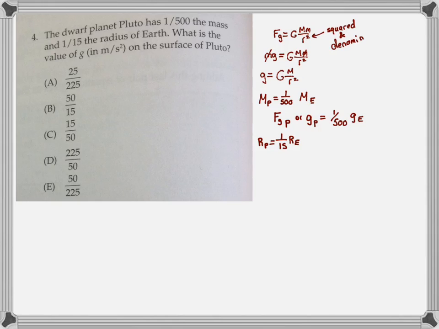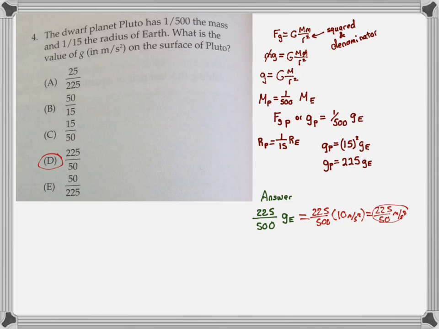And since the radius is in the denominator and it's being squared, the way it would affect the little g, the gravity, is if something has 1/15th the radius, then it would have 15 squared times the little g, which means it would have 225 times the acceleration due to gravity. So our answer is, the mass would make the gravity 1/500th and the small radius would make the gravity 225 times greater, and we said that the acceleration due to gravity of the Earth is 10. The reason we're going to use 10 is because we're rounding. We find that the acceleration due to gravity on Pluto would be 225 over 50 meters per second squared.